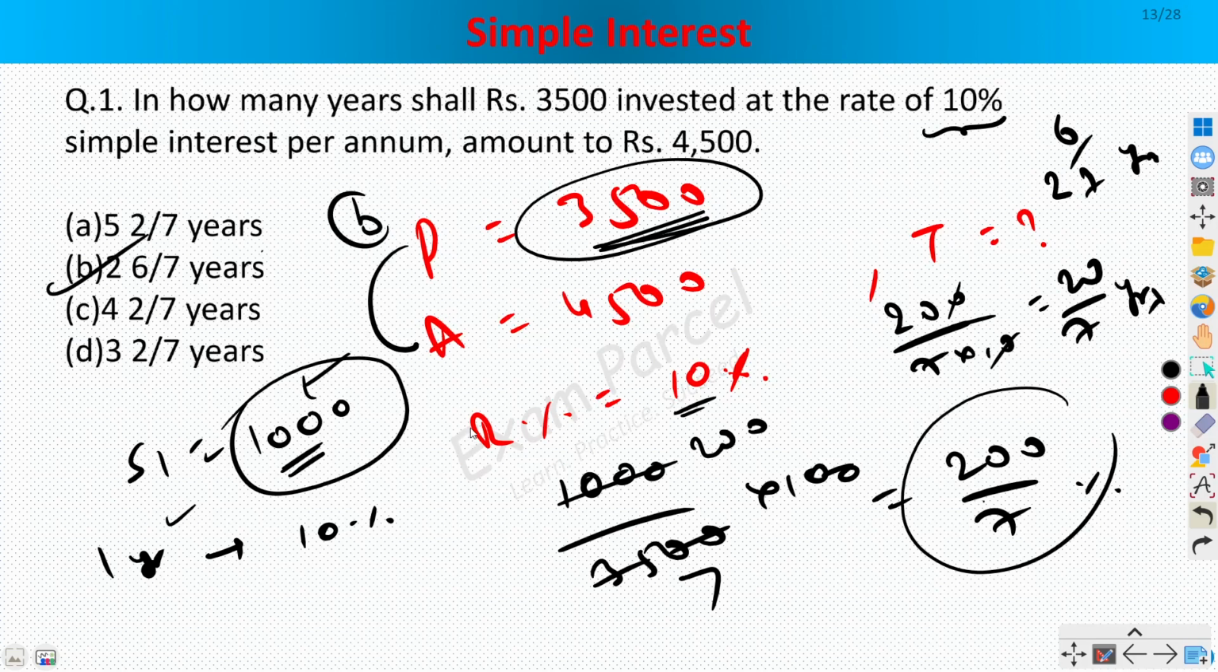So I hope you understood the approach, that once we found out that my simple interest is 1,000 and we know these two values, principal and SI. So we always go with the approach that my simple interest is what percentage of P, and then I can think in terms of rate percentage, that rate percent for 1 year is this much, 10%. So obviously that would be R into T percent for T years, right?